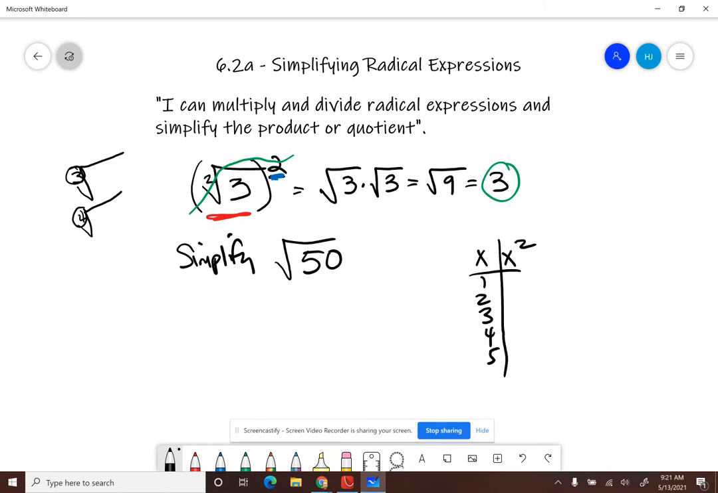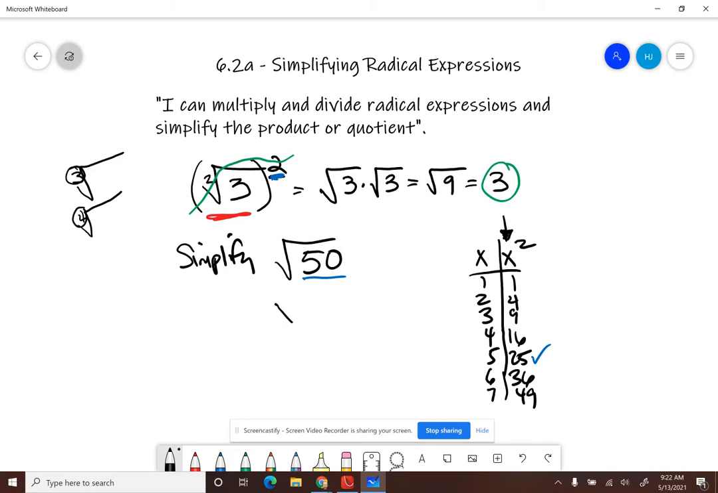If I make a little perfect squares table, for example, we'll go through 7. I'll go ahead and fill this out. So 3 squared would be 9, 4 squared would be 16, all the way down to 49. And I'm looking through this list and saying, okay, is there a perfect square that's hiding in this square root of 50? And I go through my list. Obviously, I want the biggest number. So 49 does not go into 50. 36 does not go into 50. But right here, I can see that 25 will go into 50.